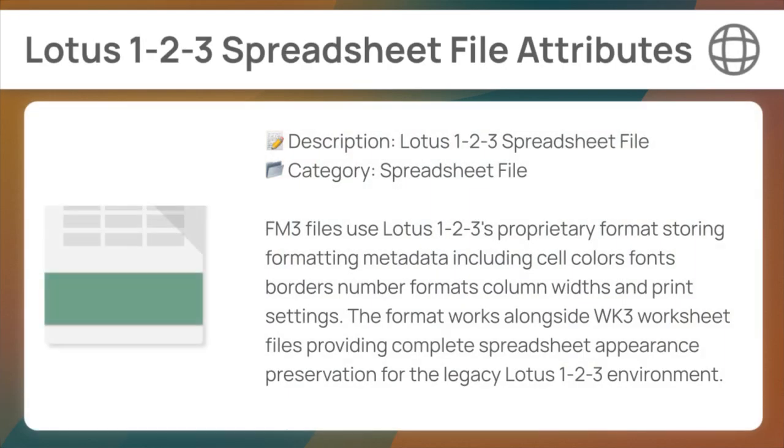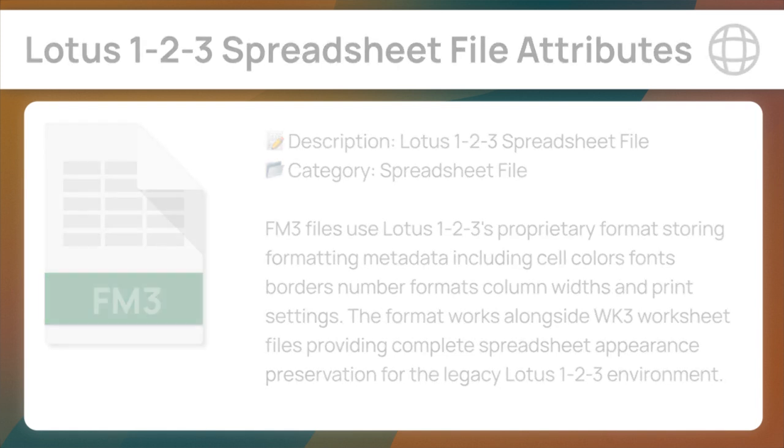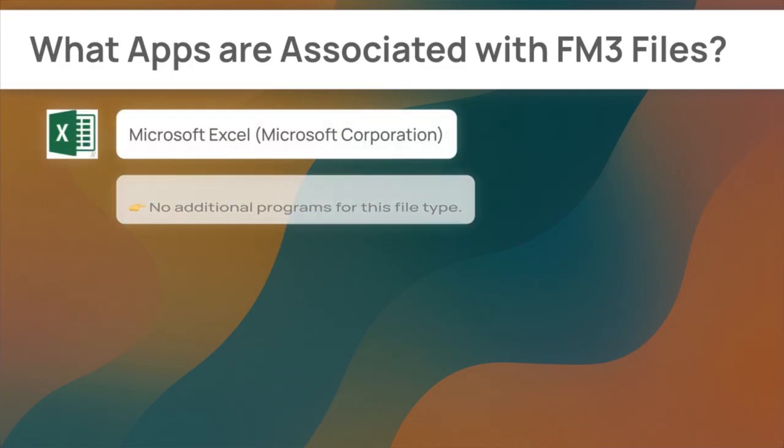FM3 files use Lotus 1-2-3's proprietary format, storing formatting metadata, including cell colors, fonts, borders, number formats, column widths, and print settings. The format works alongside WK3 worksheet files, providing complete spreadsheet appearance preservation for the legacy Lotus 1-2-3 environment. The FM3 format operates under the official standard set by Microsoft Excel from Microsoft Corporation.